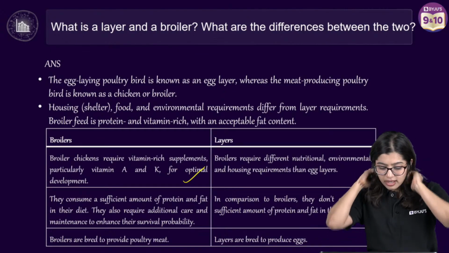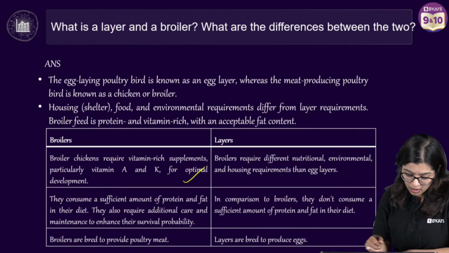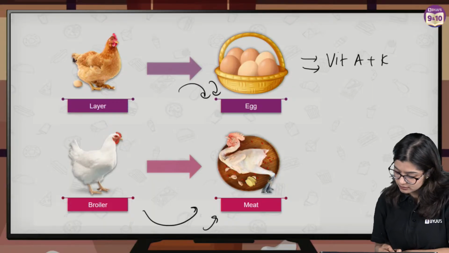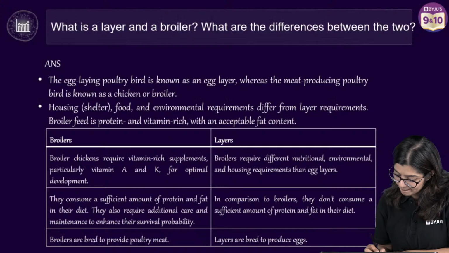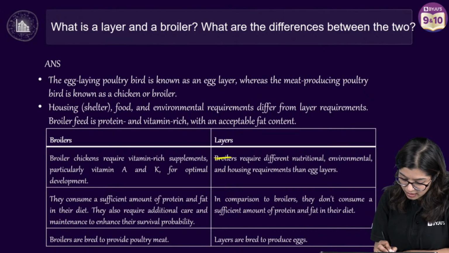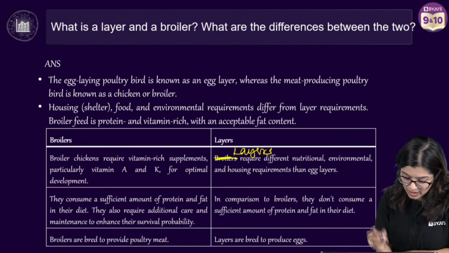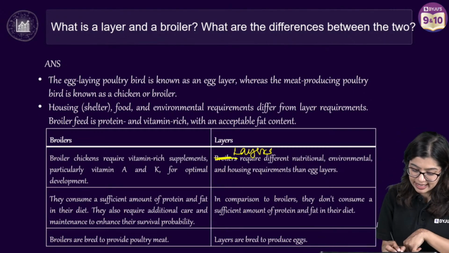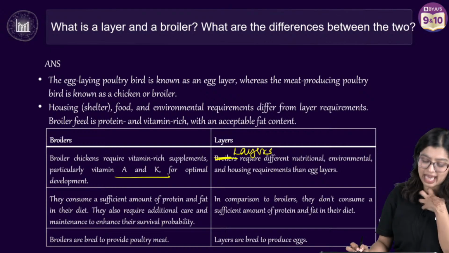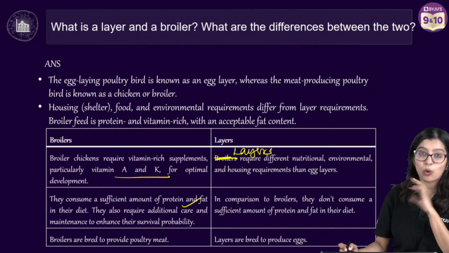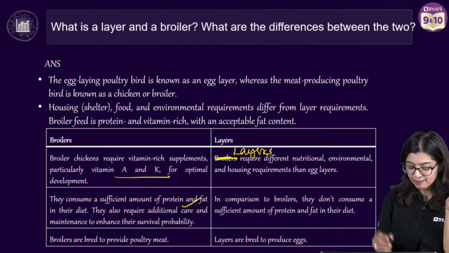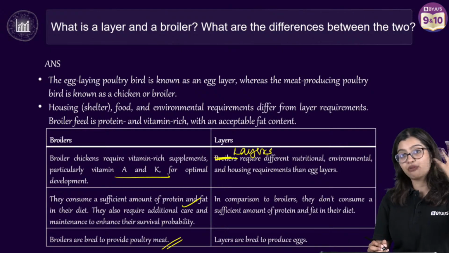I think it's gotten a little different. Okay. One minute. Yeah. See, broilers that are there require vitamin A, vitamin K for their diet, and they require a high amount of protein and fat as well in their diet, right? And we see that they are reared for their meat.